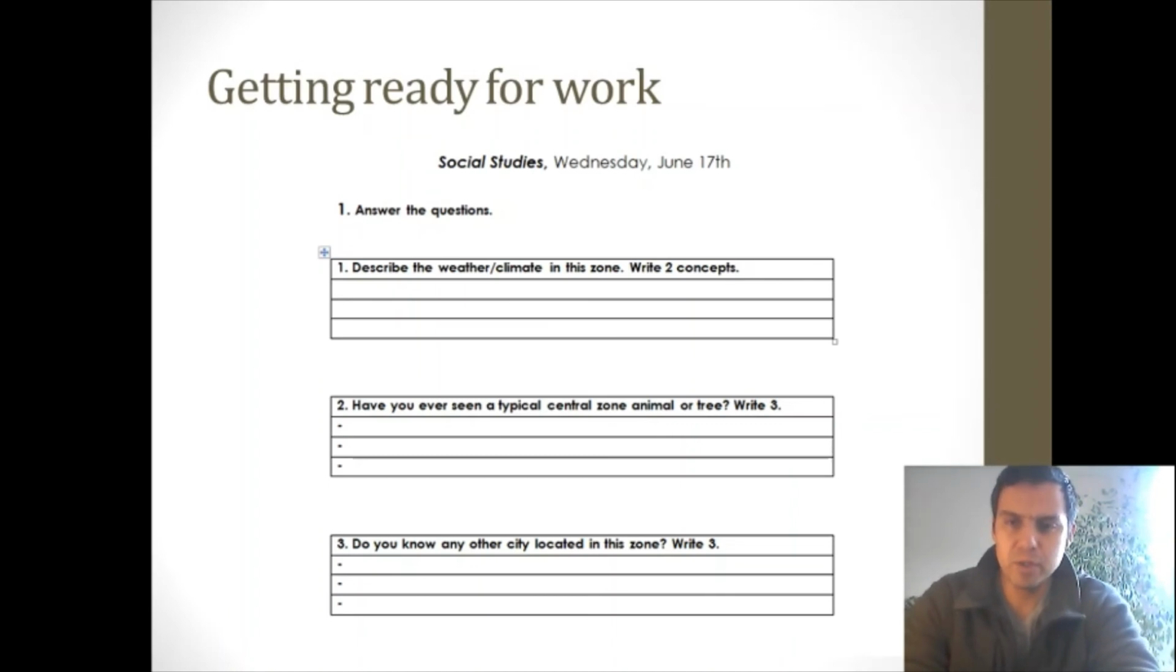Then you have number two. Have you ever seen a typical central zone animal or tree? If you have seen animals or typical trees of the central zone, I ask you to write three of them. Three animals or three trees, or if you want to mix, one animal, two trees, or two animals, one tree, or if you want to write more, you can write more names.